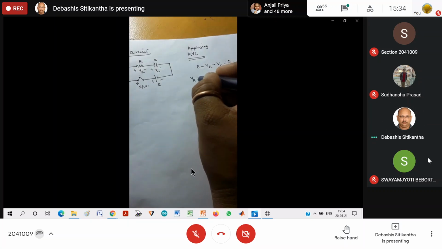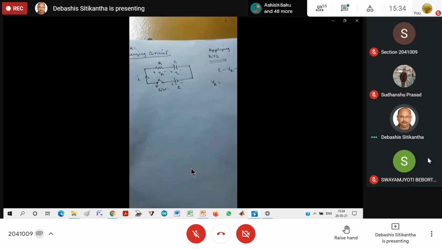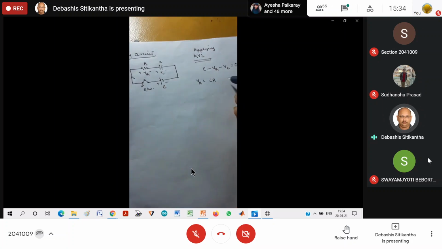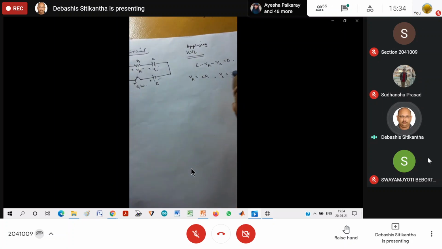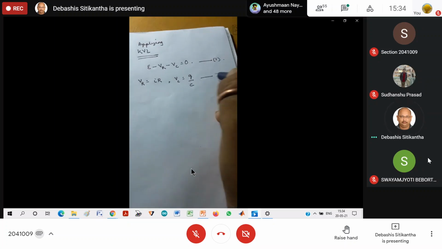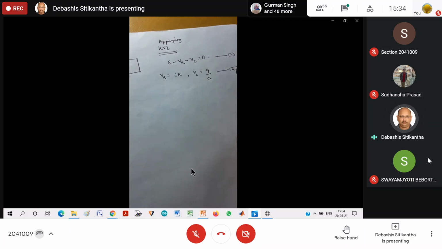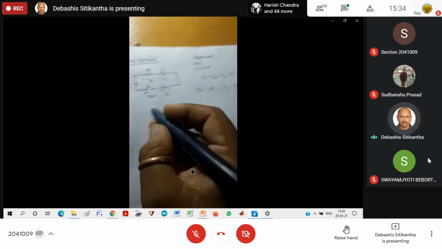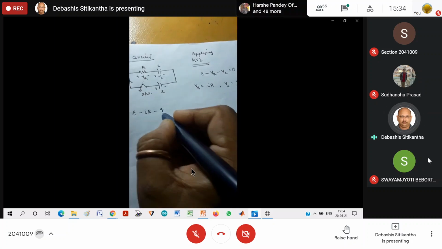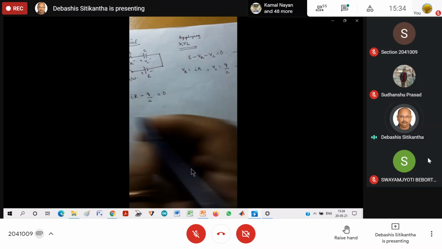Now since it is a closed circuit, a current I is flowing. Now VR, that is the voltage drop across the resistor, is equal to I into R. VC can be written as Q by C. Let us say this is equation number 2. Now we will replace these values from equation number 2 into equation number 1. Then obviously I will write it as E minus IR minus Q by C is equal to 0. So let us say this is equation number 3.